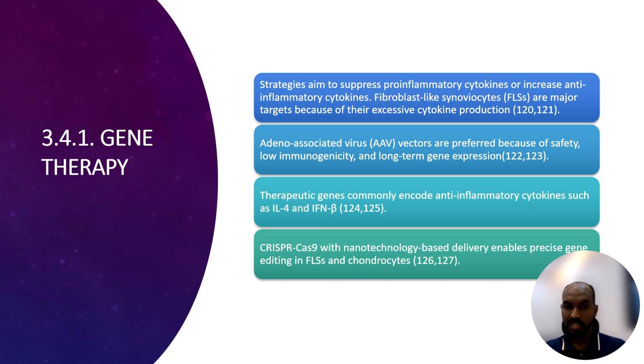So, using adeno-associated virus as a vector to deliver therapeutic genes, commonly ones that encode anti-inflammatory proteins such as interleukin-4 and interferon beta. Also CRISPR-Cas with nanotechnology-based delivery enables precise gene editing in fibroblasts like synoviocytes and chondrocytes.